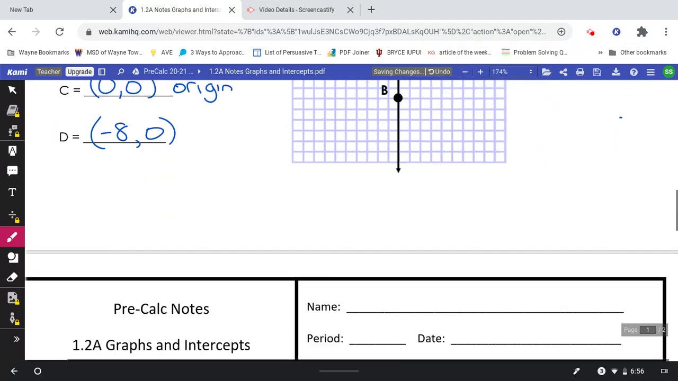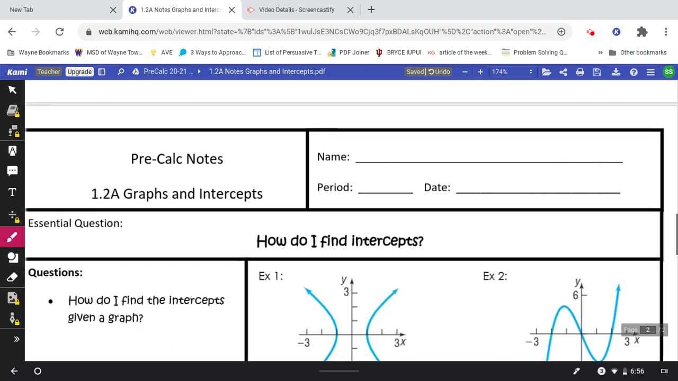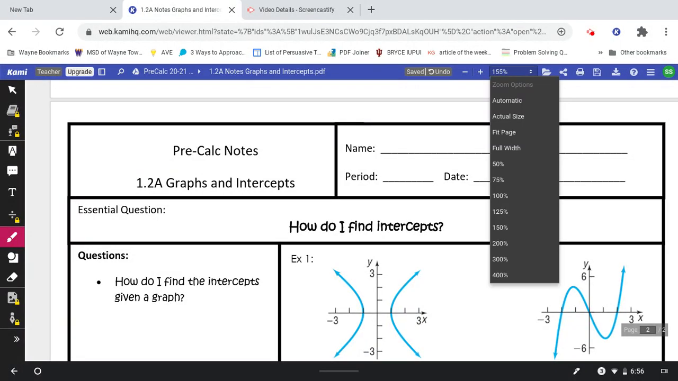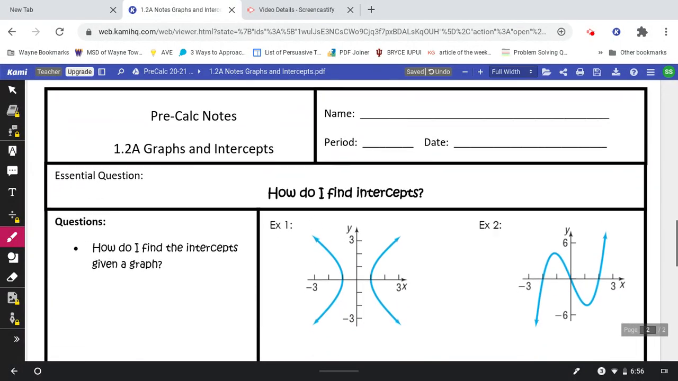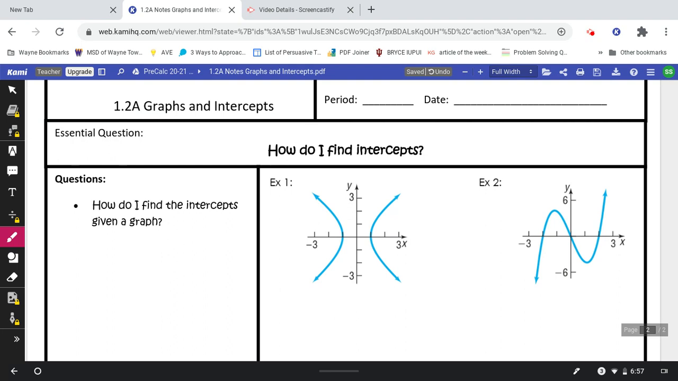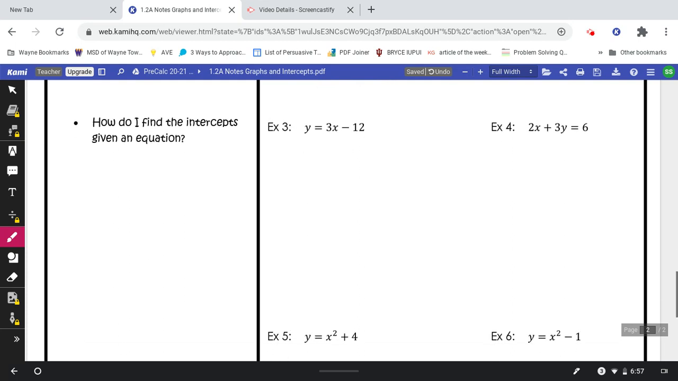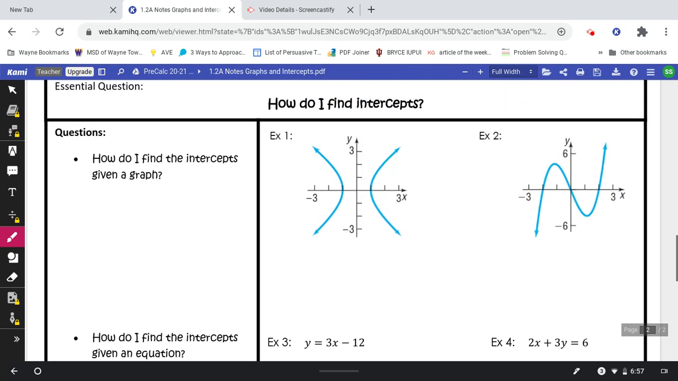Okay, let's take a look now at our actual notes. For our notes here, we are talking about graphs and intercepts. For our graphs and intercepts, we have two different kinds of problems. We've got our graphs, and then we've got our equations down here, and we're going to solve these a little bit differently. So for the first one, we're just going to look and find our intercepts.